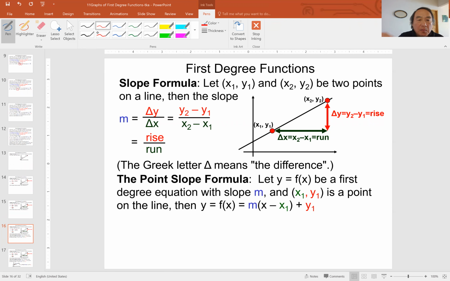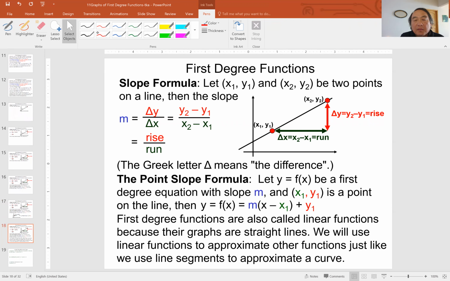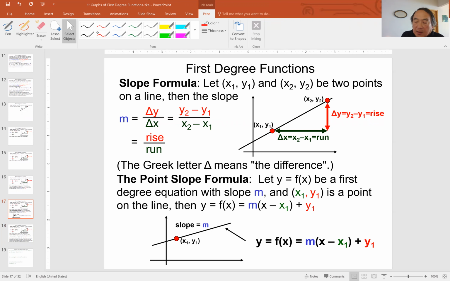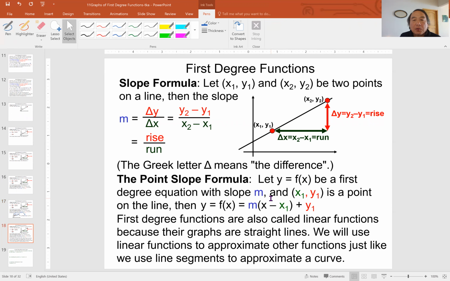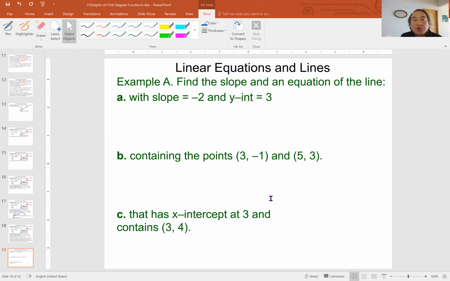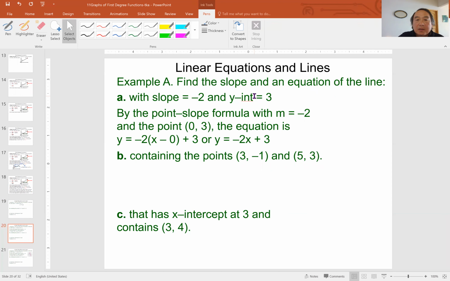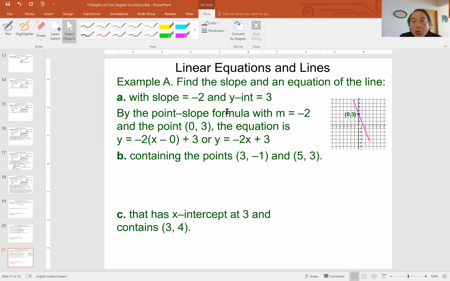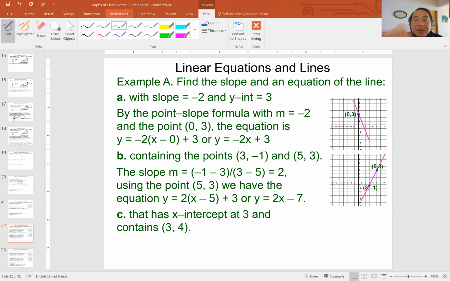Usually these problems immediately follow with the problem of finding the equation, or finding the function, for a line. What we need in this case is the slope and a point, and we plug into this formula. So for example, if I know the slope is -2 and the point is (0, 3), then I can plug this into the formula, and I get the equation for the line, and that's the graph.